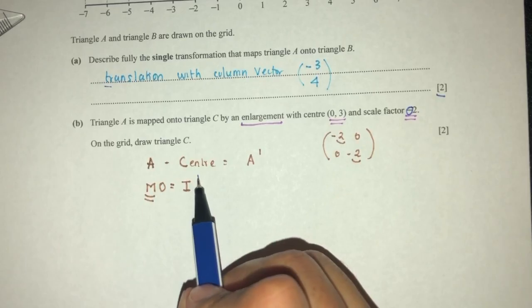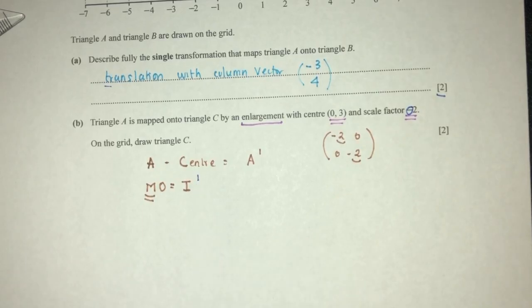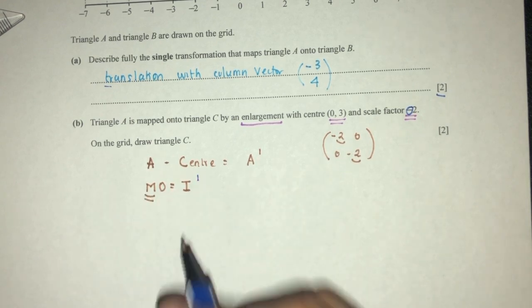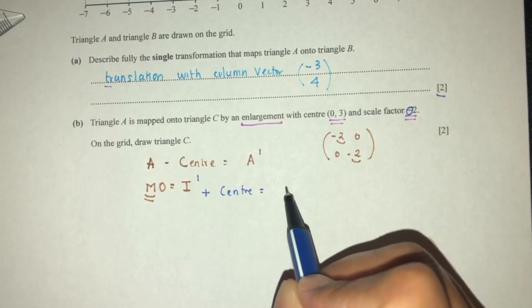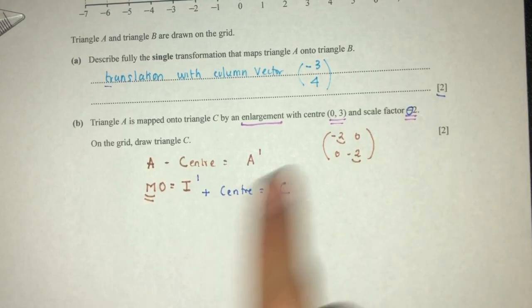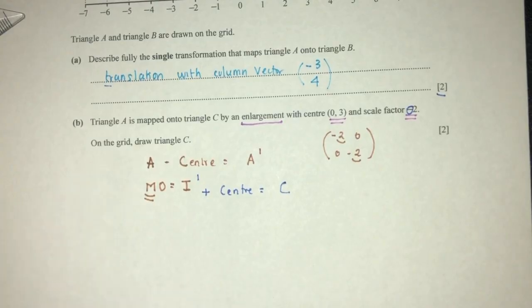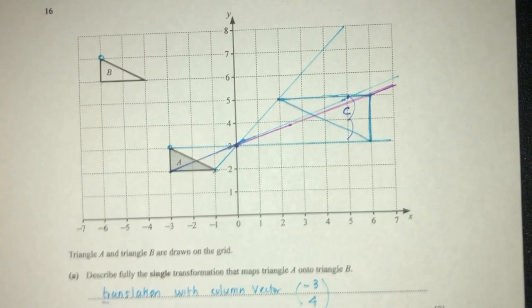Now again, it is not your actual image because we are doing the enlargement with center O. Now at the end, you have to add back your center to find your triangle C. So this is how you will actually find this. It is a kind of long step, I would say. You have to be careful, but this is the easiest way by using your graph.